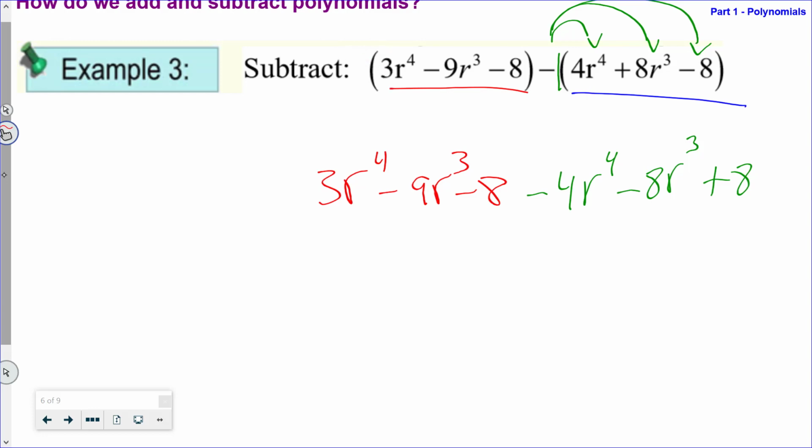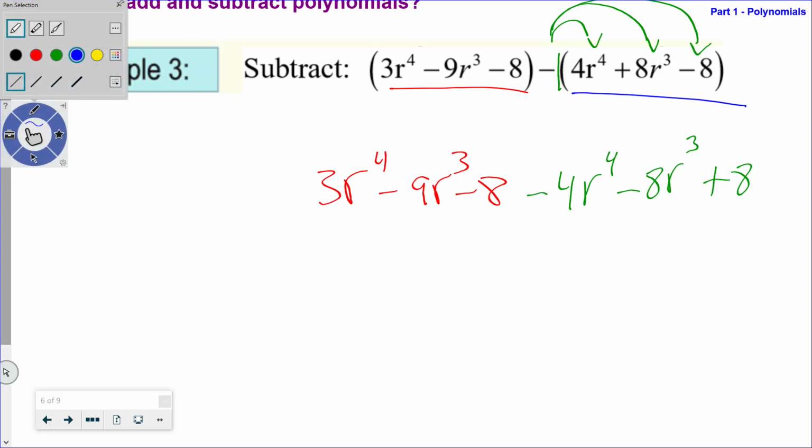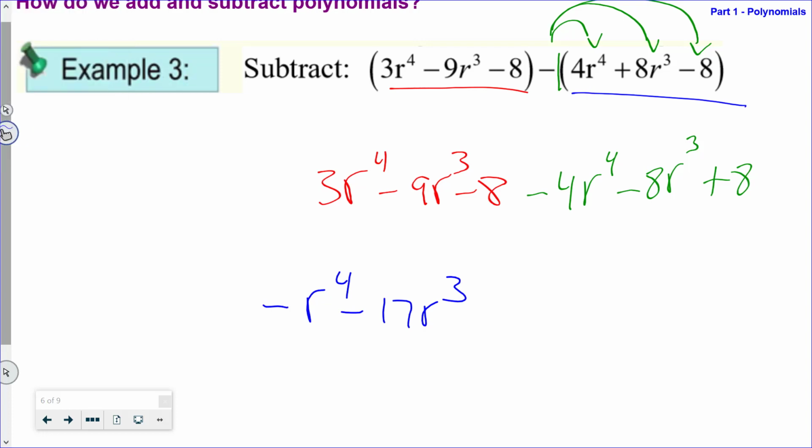All right, now we combine like terms. Does anyone have an answer? Daria. Negative r to the fourth power. Minus 17r to the third. Plus 0, or you could just leave the 0 out, right? Exactly. So this is cool. If you put the 0, that's fine too. Does anyone have any questions on this example here?